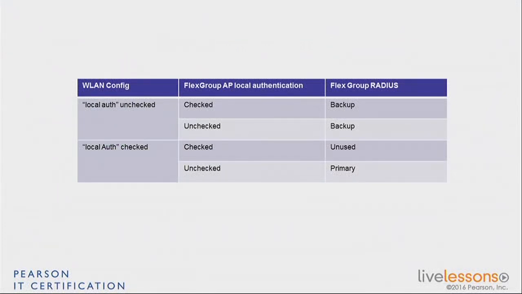Now you may be completely confused because we have this local authentication on the Advanced tab of the SSID. Then we have the Radius defined at the Flex group level. And then you can also check the local AP authentication at the Flex group level. So how does that combine? What is the rule depending on where?